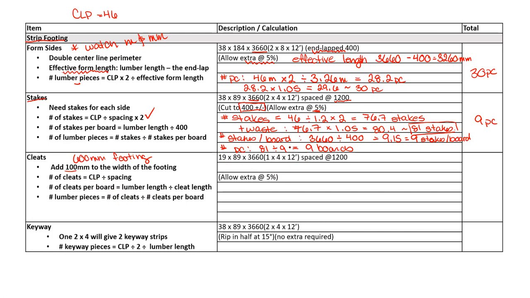Okay. So we need to find out the number of cleats first. So the number of cleats, you only need 1 for both sides. 1 looks after both sides, so we just need 1 perimeter. So we'll take our perimeter, which is 46, and we're going to divide it by the spacing, which is 1.2. It's a magic number based on plywood width. So 46 divided by 1.2 leaves me with 38.3.